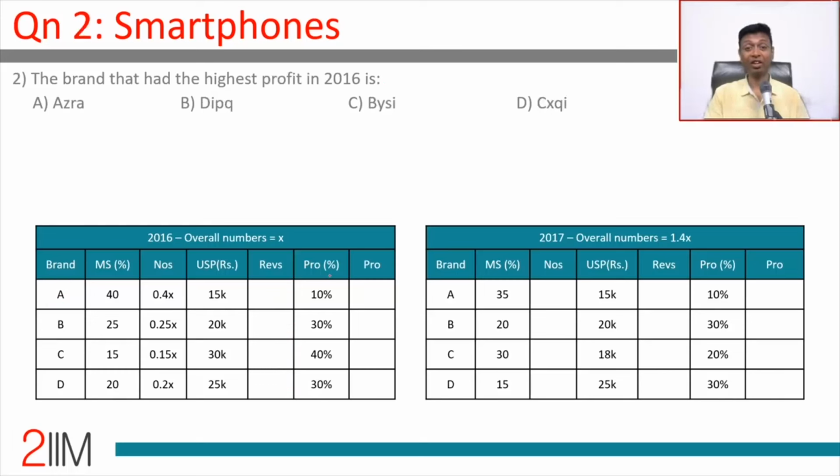The brand that had the highest profit in 2016. So this was 6, 5, 4.5 and 5. I'm just copying down the same number. Profit would be 0.6 XK, 1.5 XK, 4.5 into 40%, 1.8 XK, 5 into 30%, 1.5 XK. Highest profit in 2016 is Cxqi, this number.